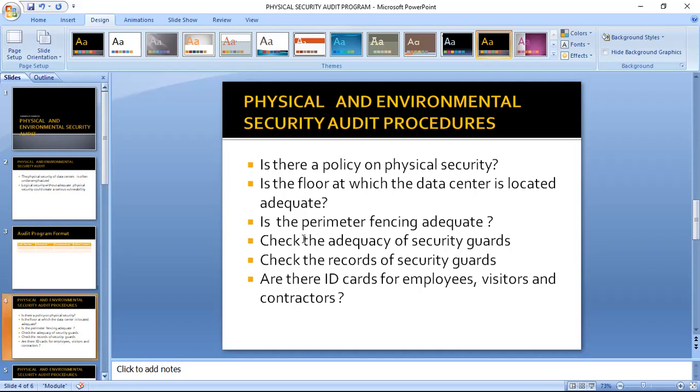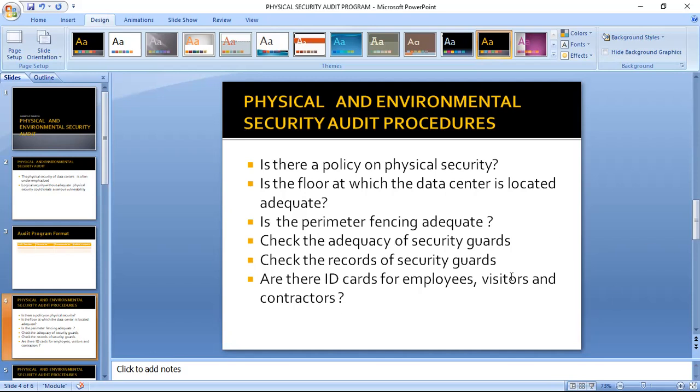Then, is the perimeter fencing adequate? That is also very important. We don't want a situation where people can just walk into the environment where the data center is located. So the IT processing facility needs to have proper physical perimeter security. Then check the adequacy of security guards. It is very important that you have security guards overseeing the physical security around the data center or around the premises of the organization.